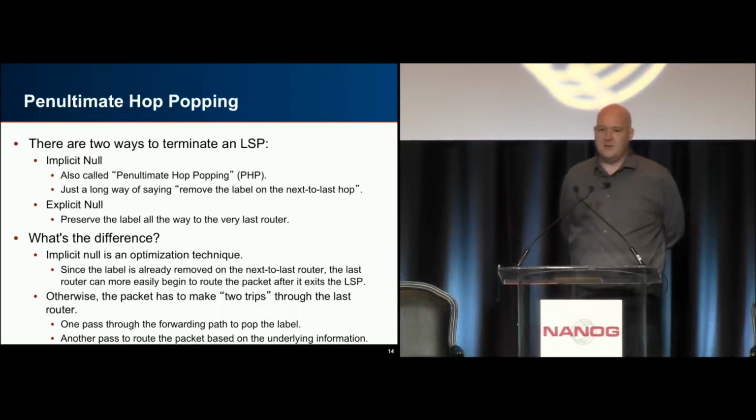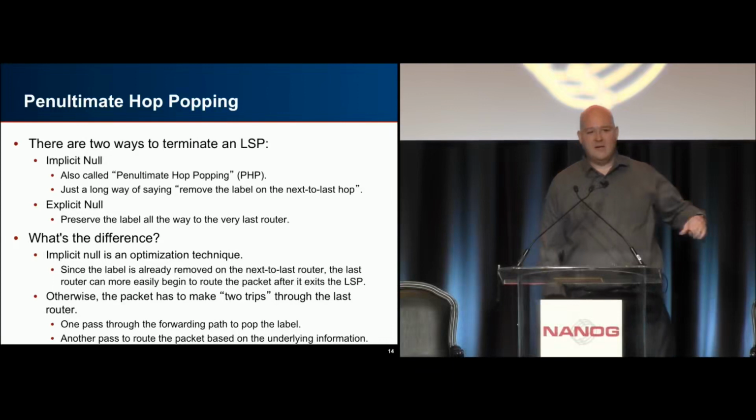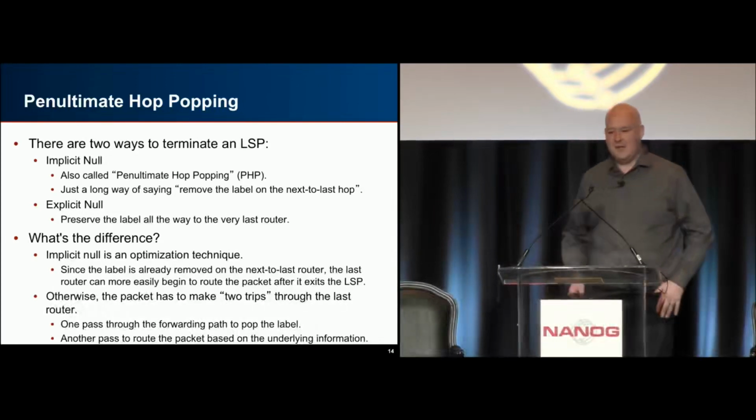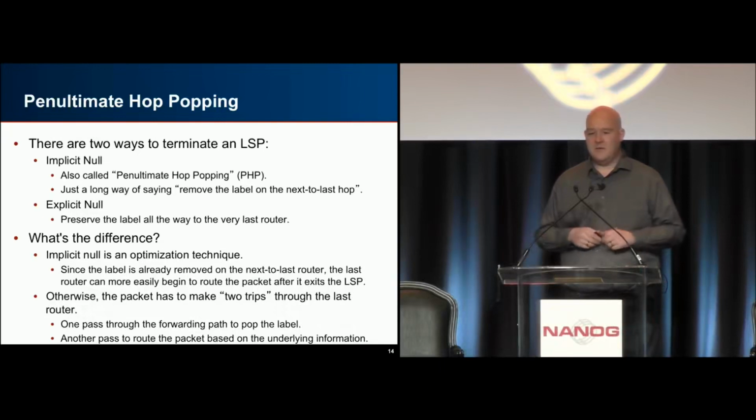If you do an explicit null, you say take it all the way out to that final router, and what happens there is the final router might have to do two passes. It might take the packet through one pass of its forwarding cycle and remove the LSP, and then it has to do it again and figure out where it actually wants to send it now that it's been removed. So like I said, the implicit null is an optimization technique. It uses fewer resources on the router and makes the lookup easier. But explicit null sometimes is necessary to work around bugs or to give you certain features. So you'll end up seeing those out there.